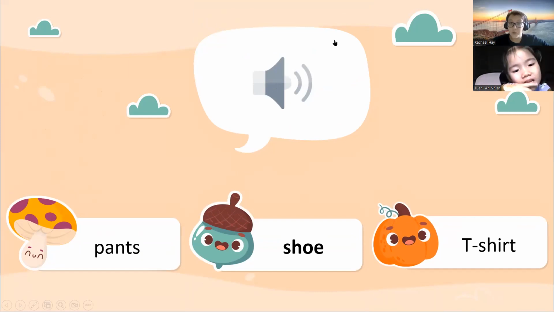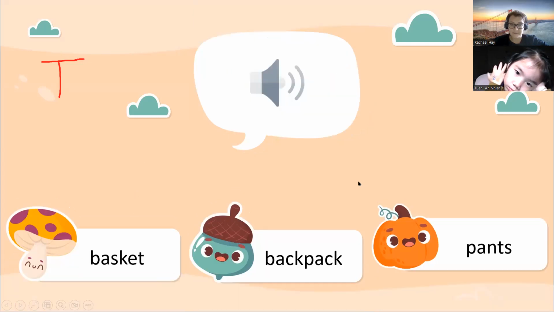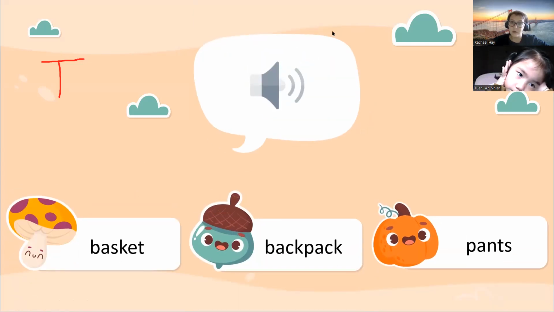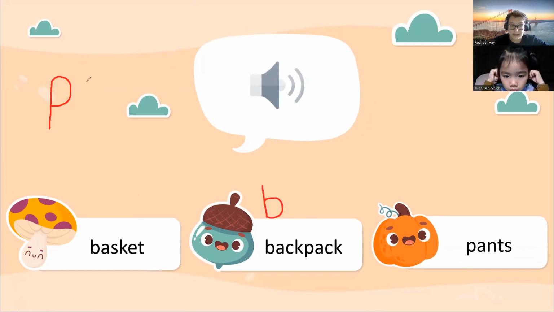We are looking for the word t-shirt. It starts with a T. Is it one, two, or three? Good. Pants. Now we're looking for the word pants. Pants starts with a P. Is it one, two, or three? A two. P. This is a B. We're looking for a P. The leg goes down, not up.